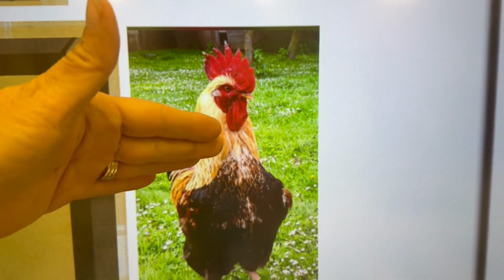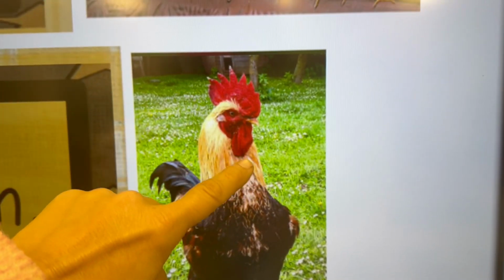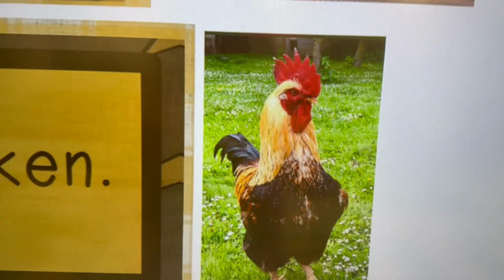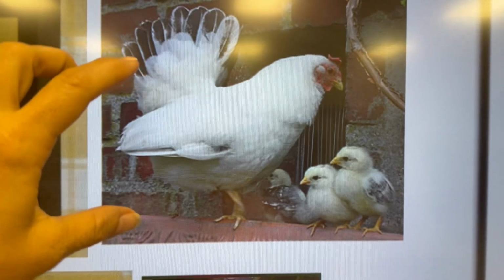When you look at a rooster, he sits up taller. Looks very muscular across here, doesn't he? He looks ready to defend. He has a taller comb, a taller wattle. He's usually brighter colored like most birds. They're typically brighter if they're male and a little duller color if they're female.